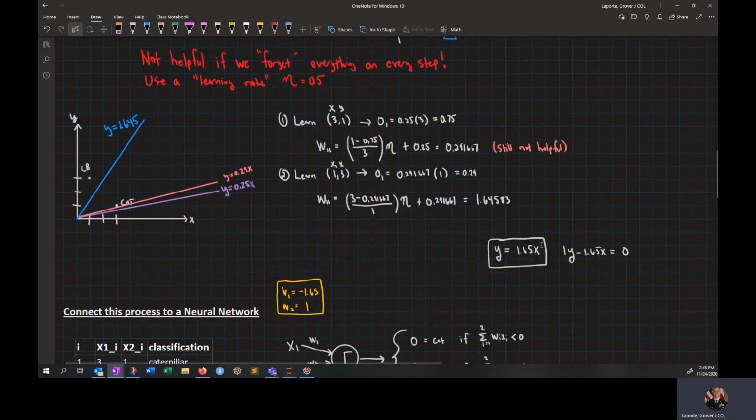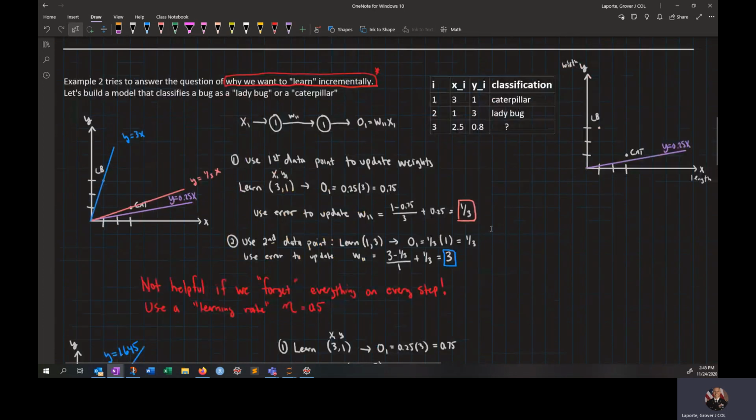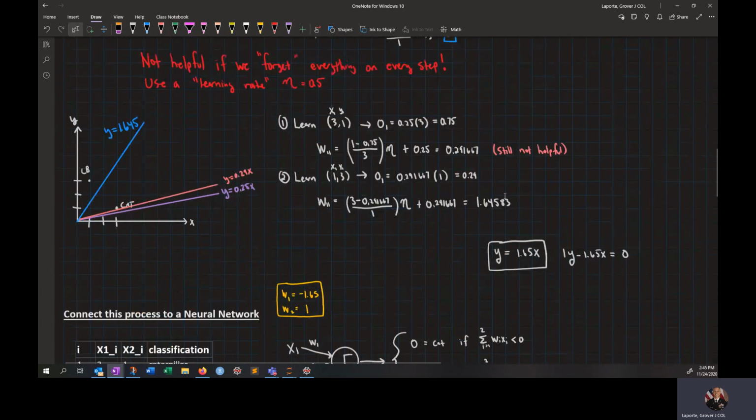Let's go ahead and connect this to a neural net. So y equals 1.65x, so 1y minus 1.65x is equal to 0. Now what I want to do is some classification. I claim that w1 is what we were multiplying by x. Up here, x was my length and y was my width.